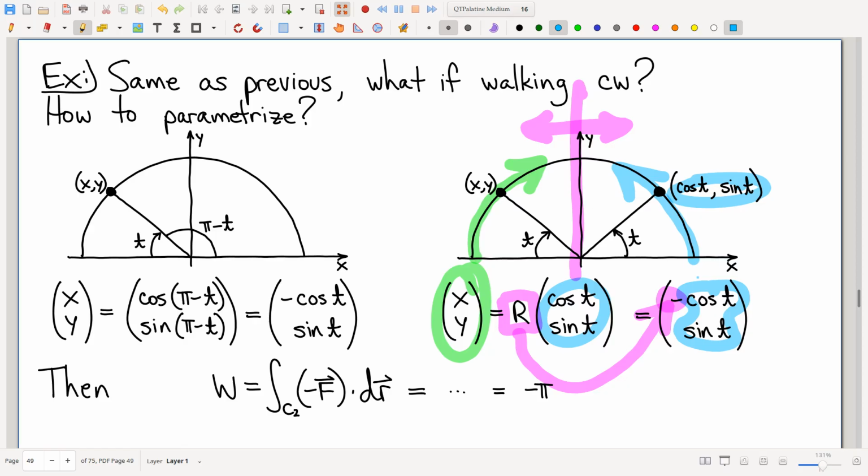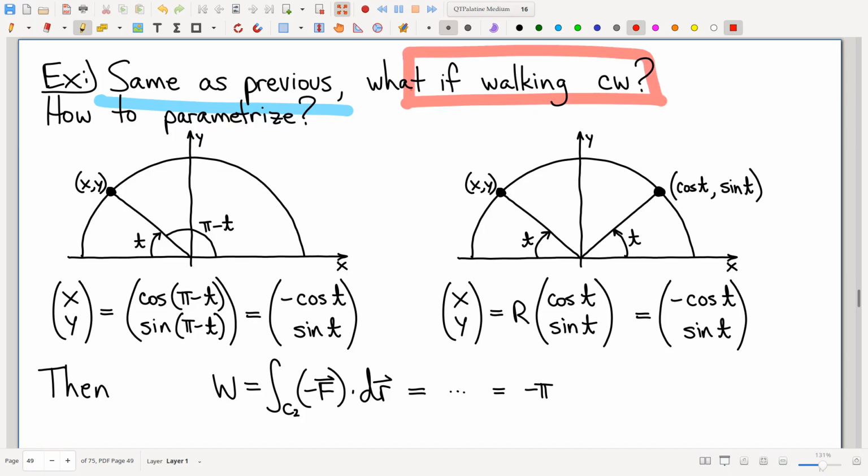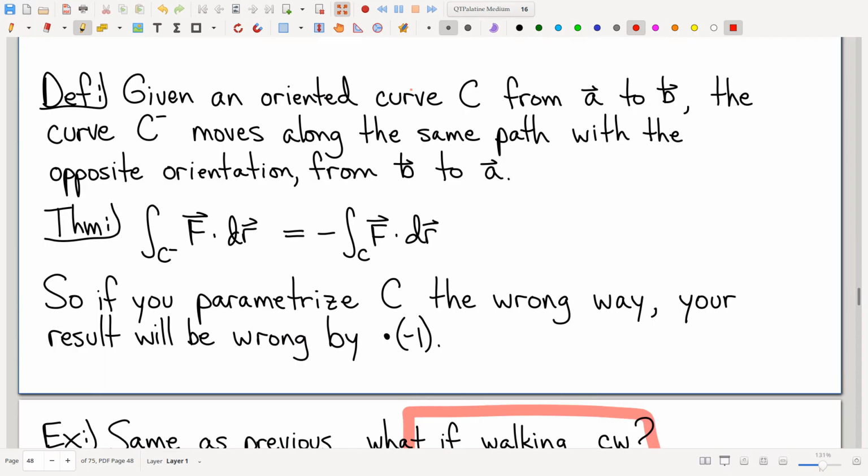Okay. All right. Let me show you the best way to do this. By far the best way to answer this question: don't parameterize at all. We're looking at the same underlying curve. All we're doing is going in the opposite orientation. And as the theorem that we just looked at says, if you're going in the opposite orientation, throw on a minus sign. It's just a minus sign.